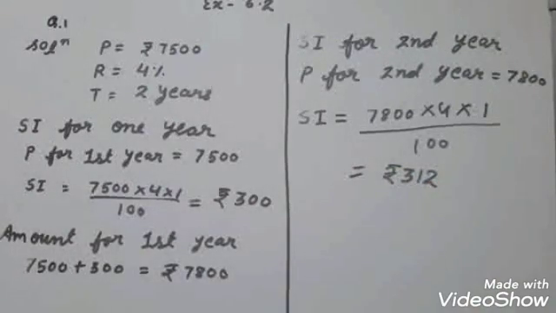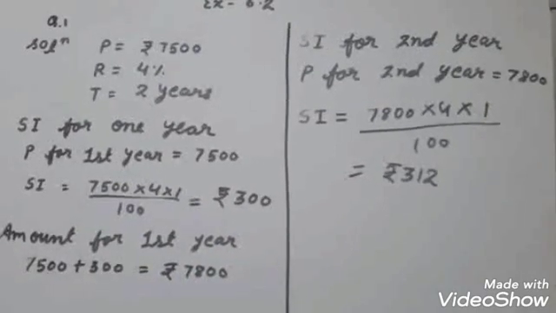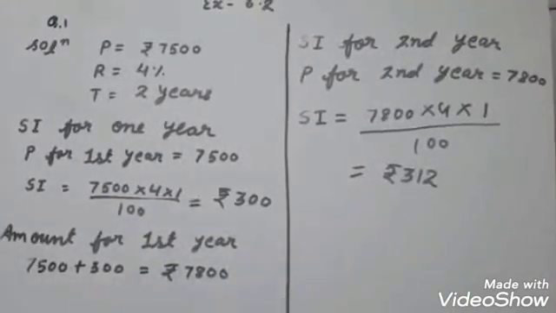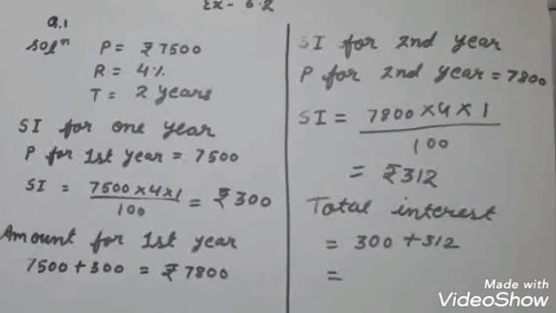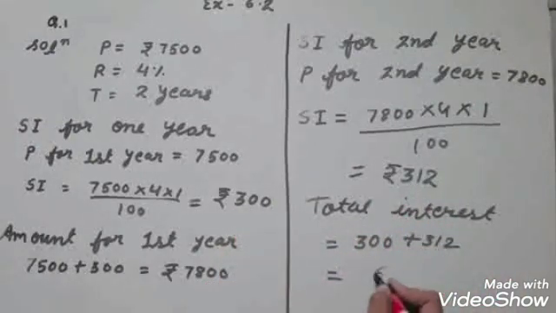So time of 2 years. So here we have 2 simple interest, 300 and 312. So we need to find total interest. So we will add these two interest, 300 and 312. So total interest is of rupees 612 and it is the answer.